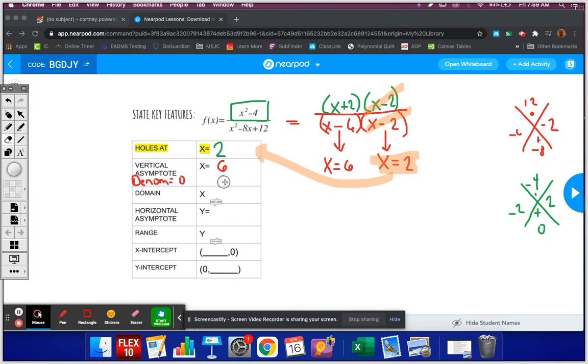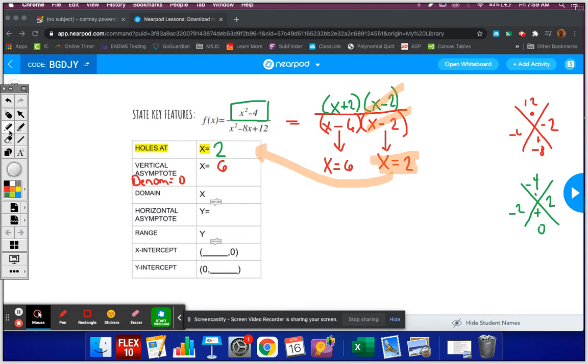So I'm going to take this one off. 6 still stays there. 6 I couldn't cancel out anyway, so it's still a vertical asymptote. It's still down there. I wasn't able to cancel it out. But because I could cancel out x minus 2, that answer of x equals 2 becomes a hole now.